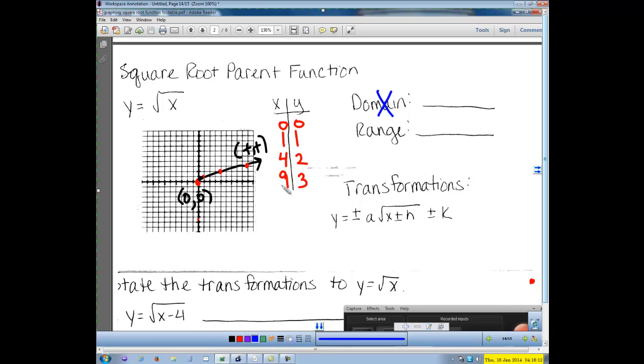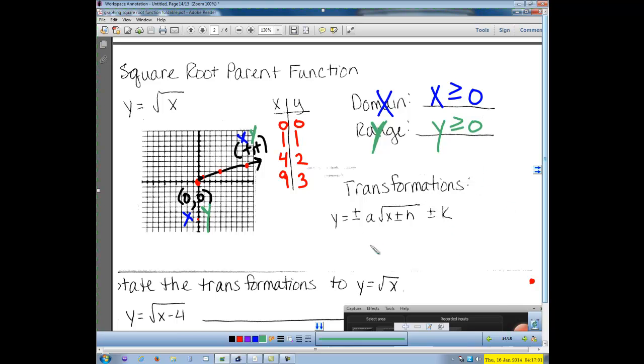The domain of the square root parent function deals with my x values. My x values are going from 0 to positive infinity. Therefore, my domain is x is greater than or equal to 0. My range, my y values, are also going from 0 to positive infinity. So my range is y is greater than or equal to 0.